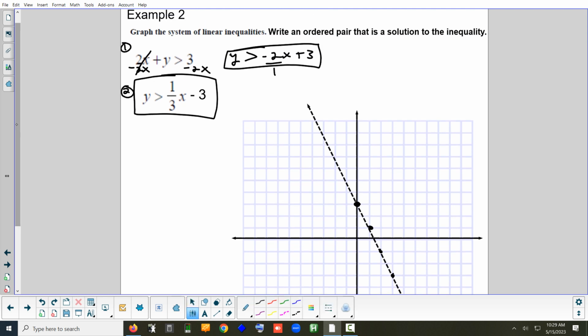Okay, and one more thing we want to mark here before we go on to the second one. Where am I shading? Above or below? Yeah, above. That's a greater than symbol. Don't actually do the shading, but just put an arrow or a few arrows telling you would shade above. That's above. Okay, now we're going to do the second one.